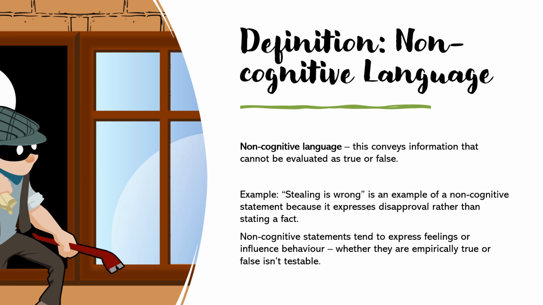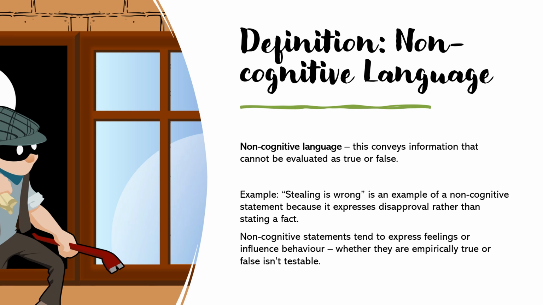So the example I've got here is stealing is wrong. That's an example of a non-cognitive statement because it's not expressing a fact, it's expressing disapproval. If we changed it to stealing is illegal, that would be cognitive and factual and checkable because you could look at the law and see whether stealing is illegal. But stealing is wrong. That's saying something different. That's a moral judgment. So non-cognitive statements aren't really about conveying facts. They're about expressing how we feel. They're about trying to influence the behaviour of others. And we can't test whether they're empirically true or false.